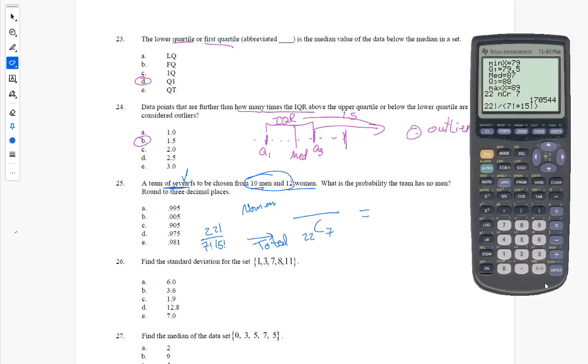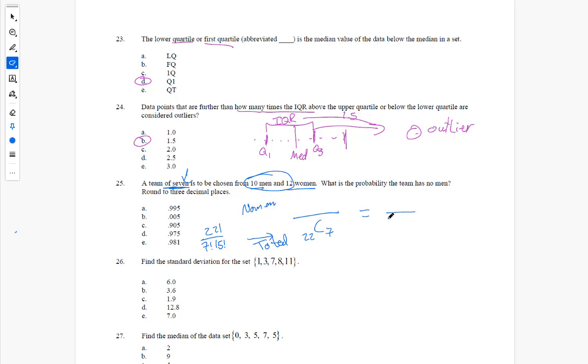Good. And look, they're the same number. Oh my goodness. The nice thing about that is it's an automatic way of doing that whole computation. So on the bottom here we have 170,544. That means if you took all the names of all the women and all the men and wrote out all the different teams that could be chosen, notice these are not orderings, these are teams, groups, which is why we're doing combinations. There would be 170,544 total teams.